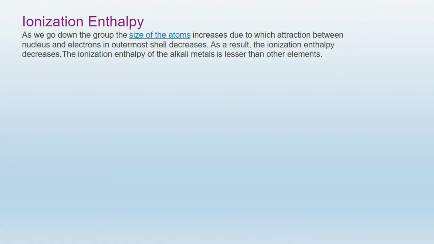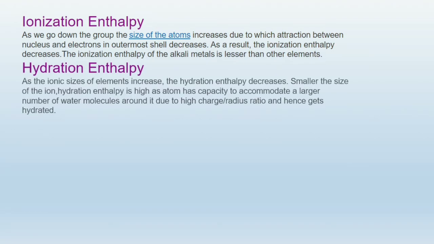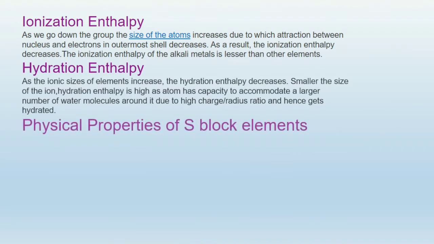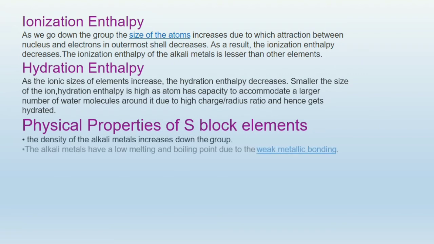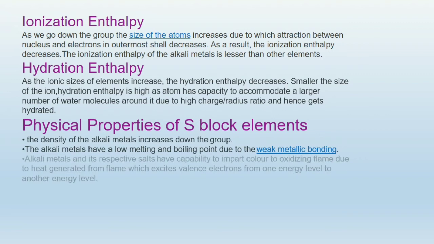And the next one, hydration enthalpy. As the ionic size of an element increases, the hydration enthalpy decreases. In the smaller size of the ion, hydration enthalpy is high as the ion has the capacity to accommodate a large number of water molecules around it due to high charge to radius ratio, and hence gets hydrated.